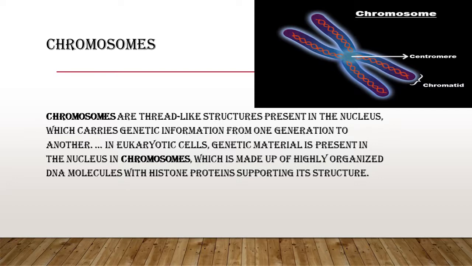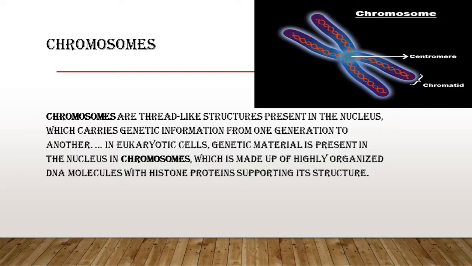After that, the next part of the nucleus is chromosomes. Chromosomes are thread-like structures present in the nucleus which carry genetic information from one generation to another. Because of that, some characteristics of one generation also appear in the next generation. That is known as heredity, the transfer of genetic material from one generation to another. So chromosomes are responsible for heredity.